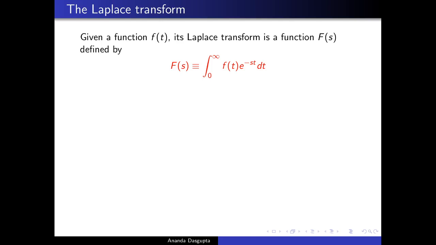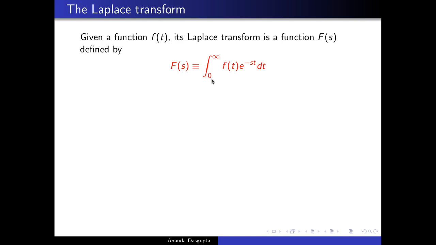So first, what is the Laplace transform? The definition, of course, is on the slide in front of you. Given a function f of t, its Laplace transform is a function of a different variable s, capital F of s, which is defined via this integral. So in a way, it's very similar to the Fourier transform, but in the Fourier transform, instead of an s here, you have a j omega.